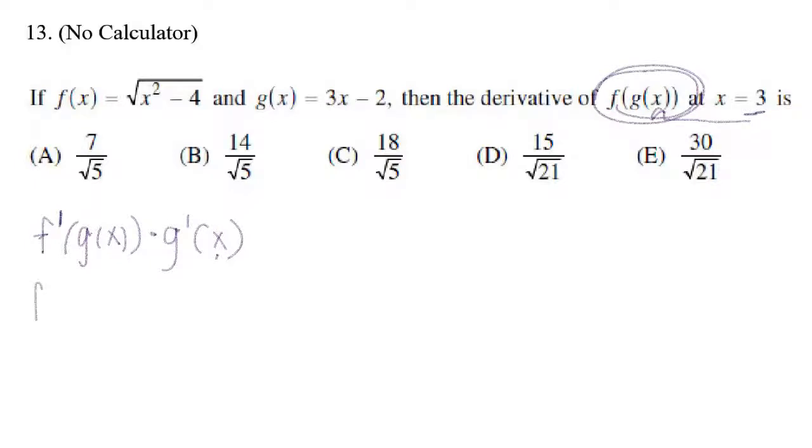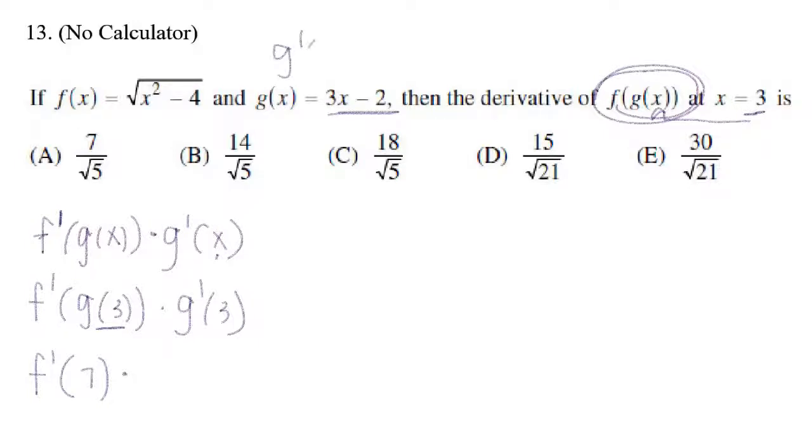Now you can go through and substitute in your 3. So f prime of g at 3 times g prime at 3. And now we can start plugging in. Well, we need f prime at g of 3. G of 3 looks like it's going to be 7 times g prime at 3. Well, g prime here is just 3. So that's going to be 3.